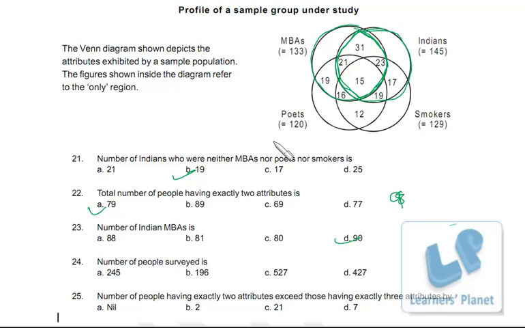Now, number of people surveyed is the total of all these 4 circles, right? So for that we can add up all these data, and apart from that we need to find out the value of these blank spaces as well, right? So see, the number of Indians who were neither MBA nor the others we have already calculated, so it must be 19. Similarly, the total of this circle is 129. So first of all we will find the total of the circle and the remaining data will be this, right?